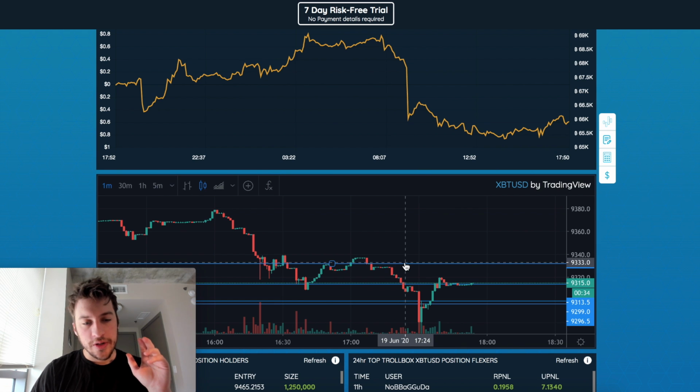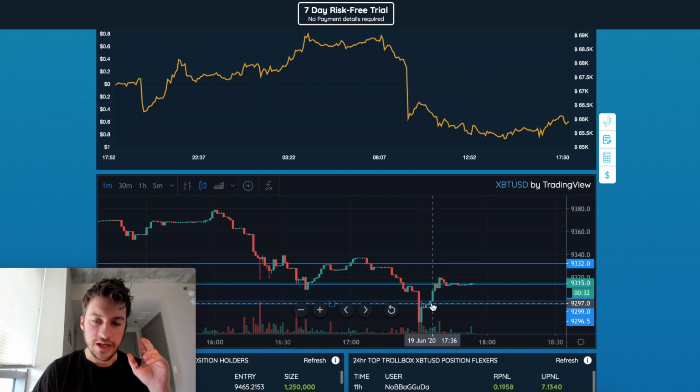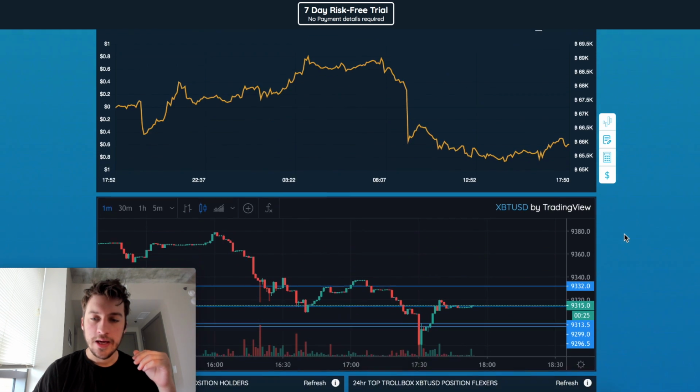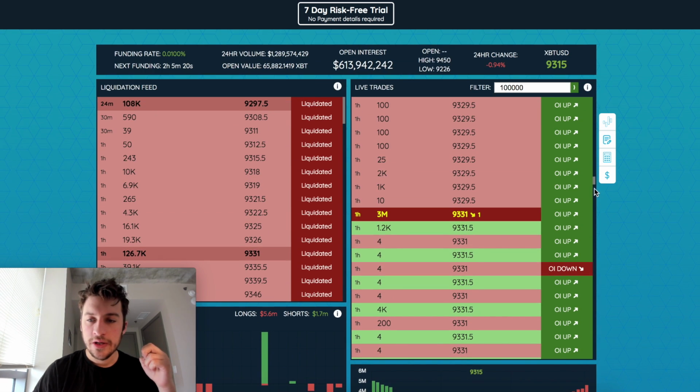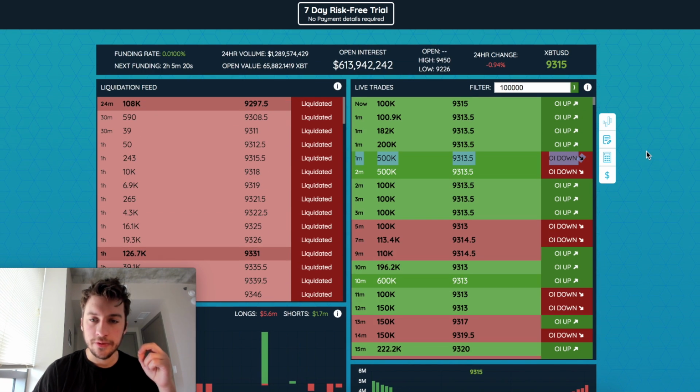$3 million short entered here. Millions of dollars of shorts entered here, and some semi-large longs entered here with market orders. Okay? And open interest is going up. So people are hopping into positions. So let's go to the very top and see if there's any new people. Yep, there are new people.